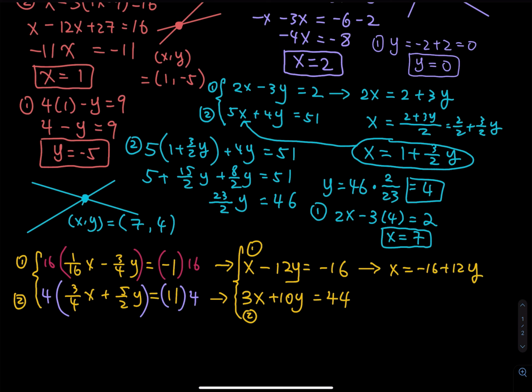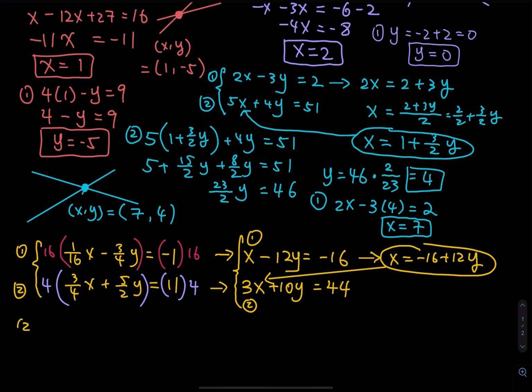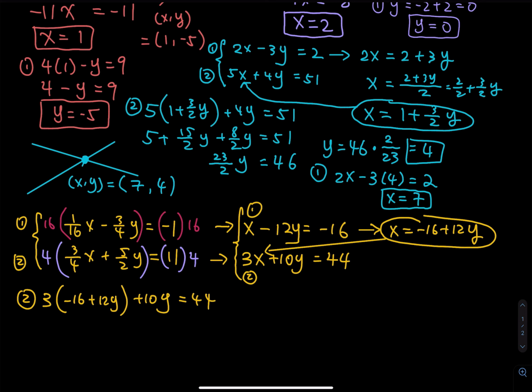And then I am going to plug the first equation into the second equation right here. And then what is the second equation then? Then the second equation is you have 3 times the first equation and then plus 10y equals 44. Distribution. So negative 48 plus 36y plus 10y equals 44. I want to make that look like a y. So erase this.